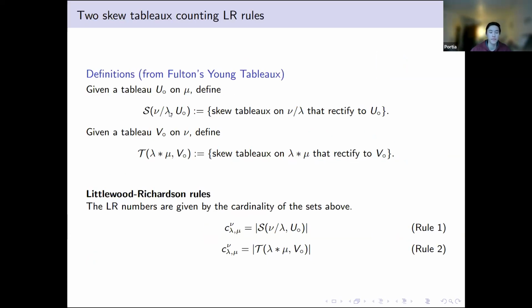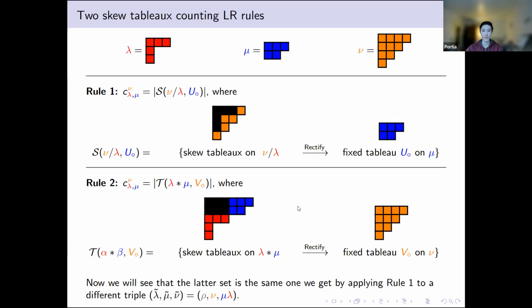Okay, so those were the definitions, and then these are the rules. The Littlewood-Richardson numbers are just given by the cardinality of those sets. So they have the same cardinality, and they both equal c lambda mu nu. This just summarizes both of those cases for this particular example, just to remind us. So these sets have equal cardinality, and the cardinality equals c lambda mu nu.